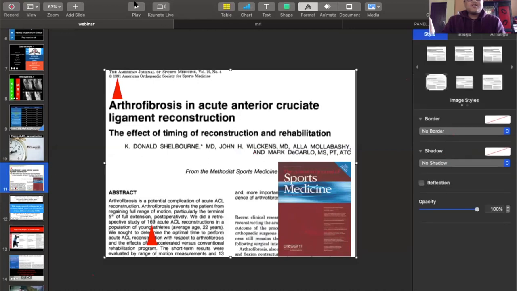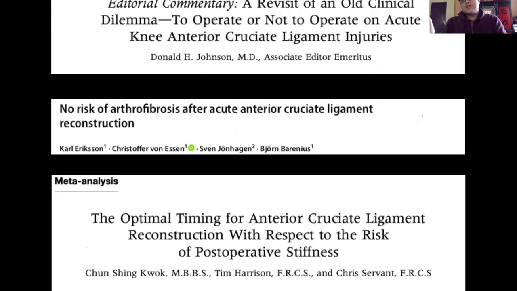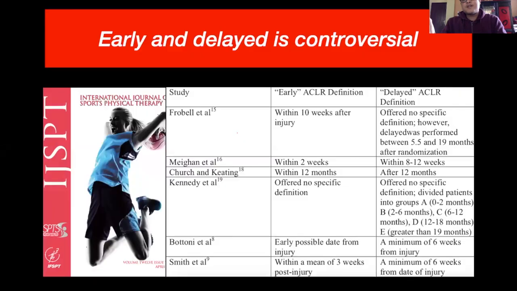So, all this concept of delayed surgery has come from the fear of the condition called arthrofibrosis. It has been shown in the paper by Shelbourne that arthrofibrosis is very common if the knee is operated on very early. But this was published in 1991, when fixation methods were not very strong and post-operative rehab was not very aggressive, and it was a retrospective study of only 169 cases. Nowadays there are multiple studies showing that early ACL reconstruction in acute knee injuries is also not associated with a significant increase in risk of arthrofibrosis.